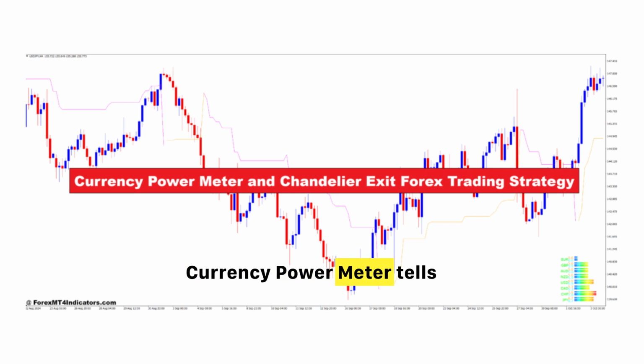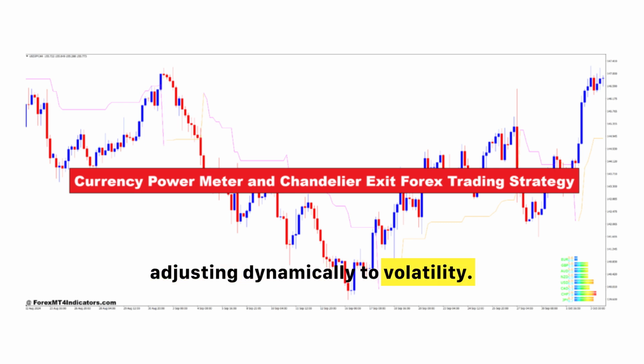Currency power meter tells you which currencies are strong versus weak, so you trade the strongest versus weakest pair. Chandelier Exit uses ATR, average true range, to trail your stop, adjusting dynamically to volatility.